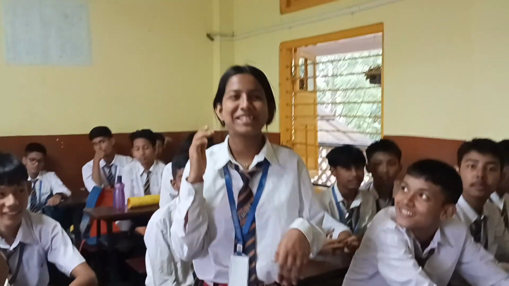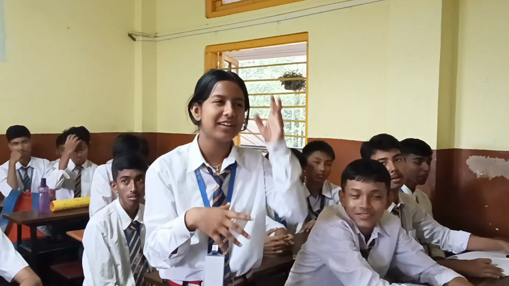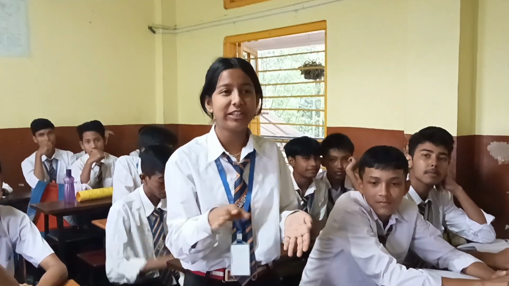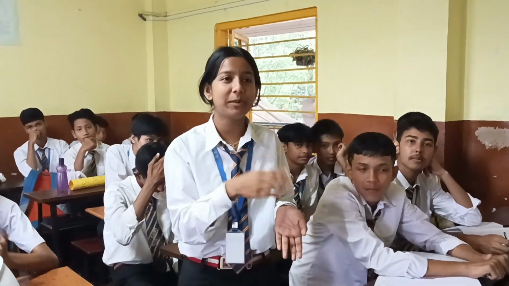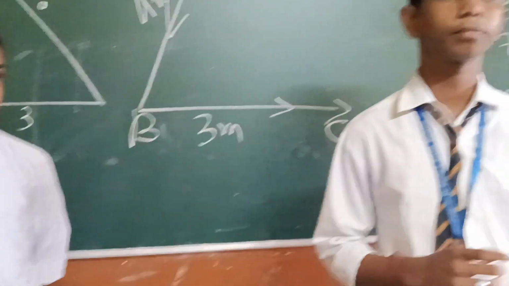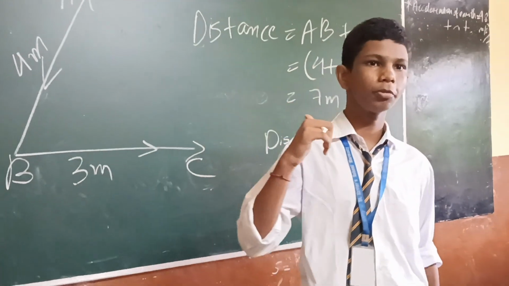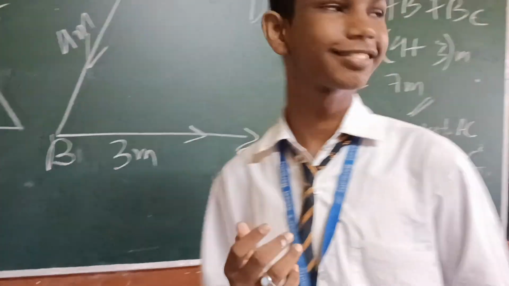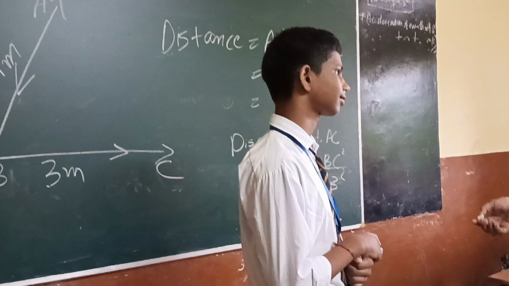Okay, so suppose there is a circular path, like a park. Our car is moving with the same speed in a circular motion. What will be the distance and what will be the displacement there? The question is: the object is moving in a circular path, what is the distance and displacement?